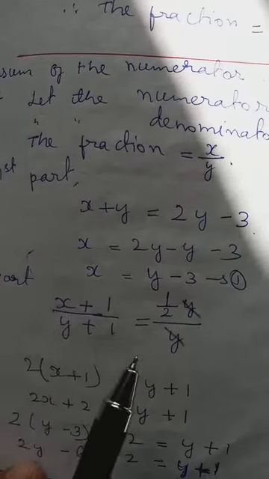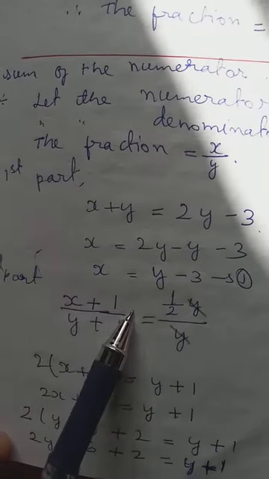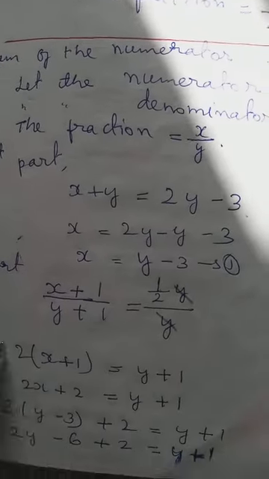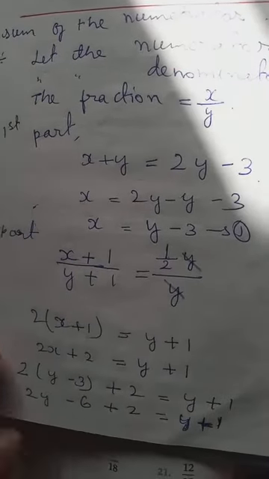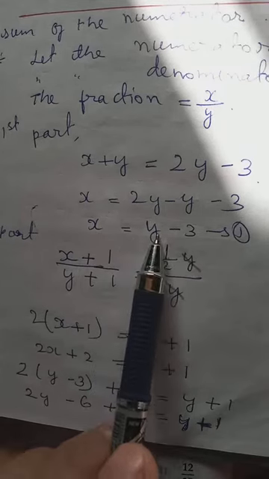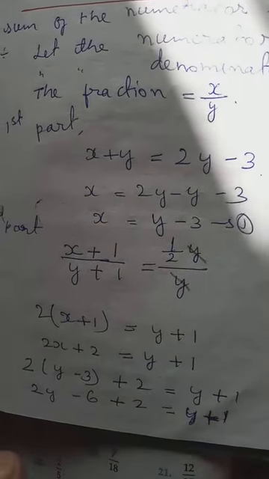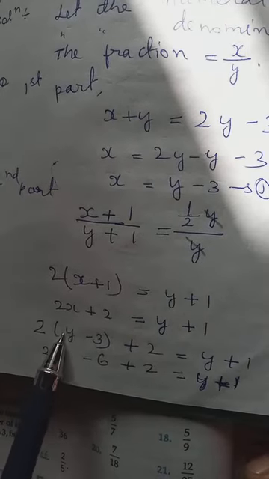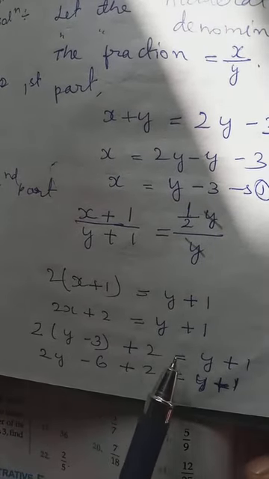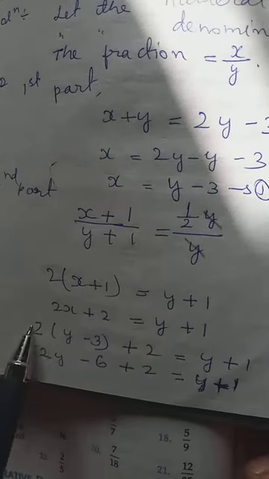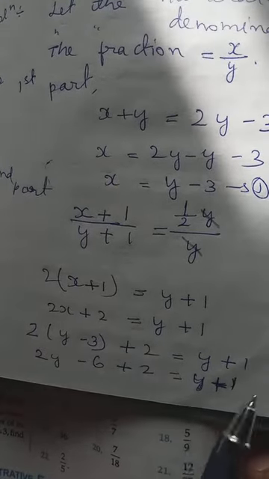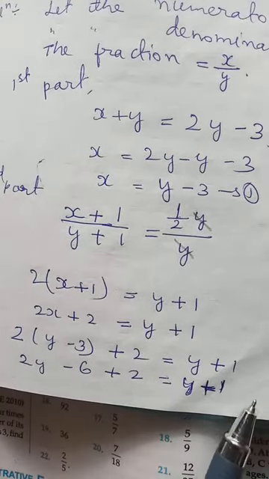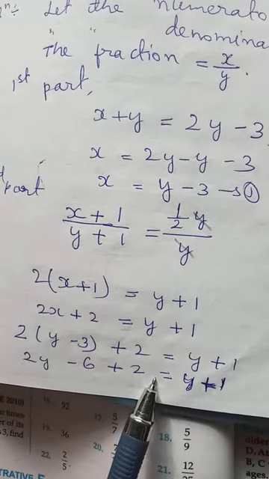So now we can cross multiply. 2 into x plus 1, y plus 1 into 1. So 2 into x, 2 into 1 there. Then here in place of x we already have y minus 3, so we can replace there. So here in place of x we can put y minus 3, then plus 2 remains the same. 2 into y, 2 into 3, then plus 2. Y and y we bring together. This number which has no y, we can take to the other side. 6 minus 2 will be minus 4.